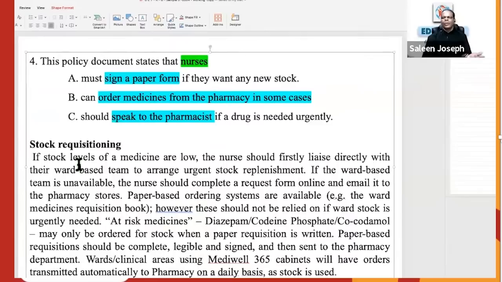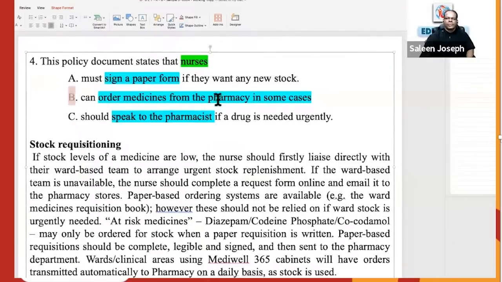But if the team is not available and you urgently need some medicine, the nurse should complete a request form online and email it to the pharmacy stores, which means order medicine from the pharmacy in some cases, in some exceptional cases. The general order is that you cannot directly order to the pharmacy. The ward-based team will order. You have to inform the ward-based team. That's the general formula or the general rule. But there is an exception. If at all the ward-based team is not available, then you can approach or order from the pharmacy.